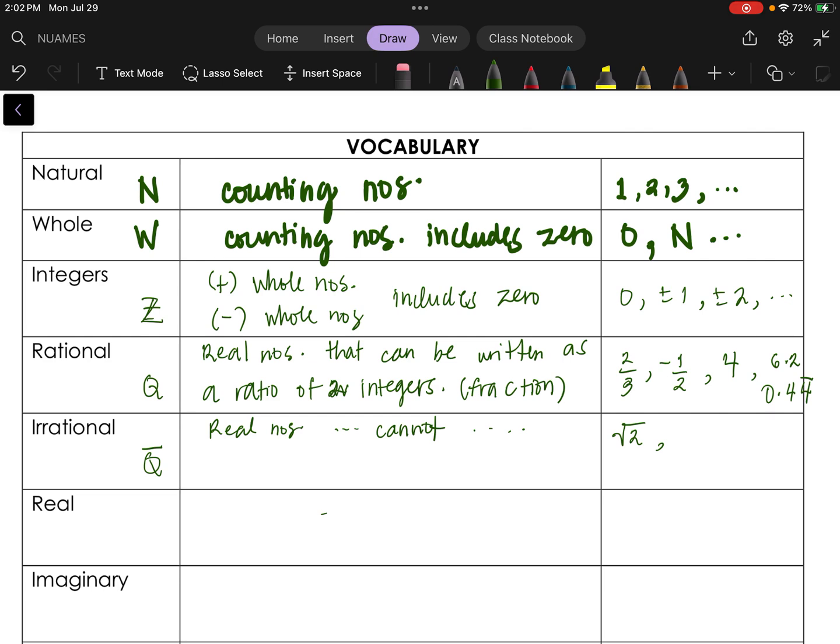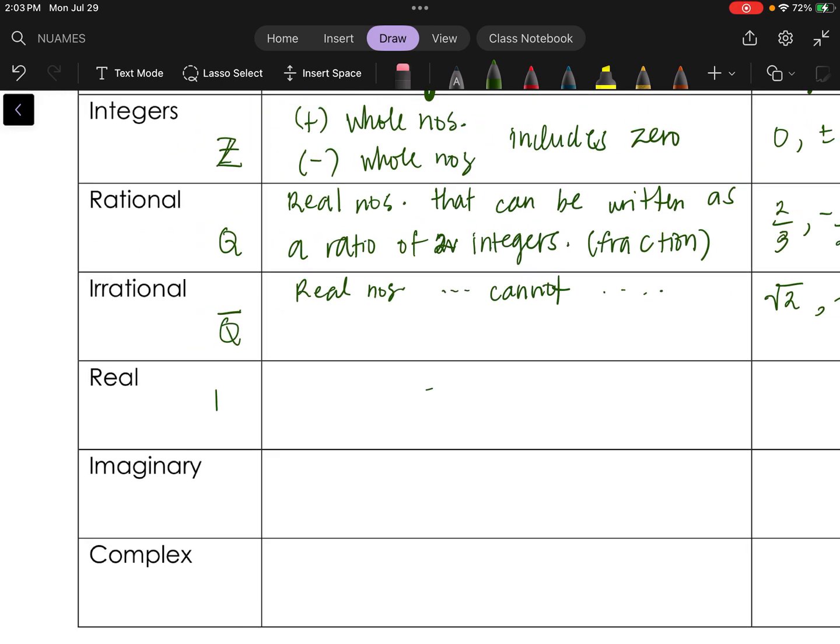So root of 2, root of 7, and some are numbers like e, Euler's number. You will learn about this later on, and you're very familiar, I think, with pi, right? That gives you non-repeating and non-terminating decimals. Okay? So the real numbers would be denoted by capital R. For it to be real, it could either be rational or irrational.